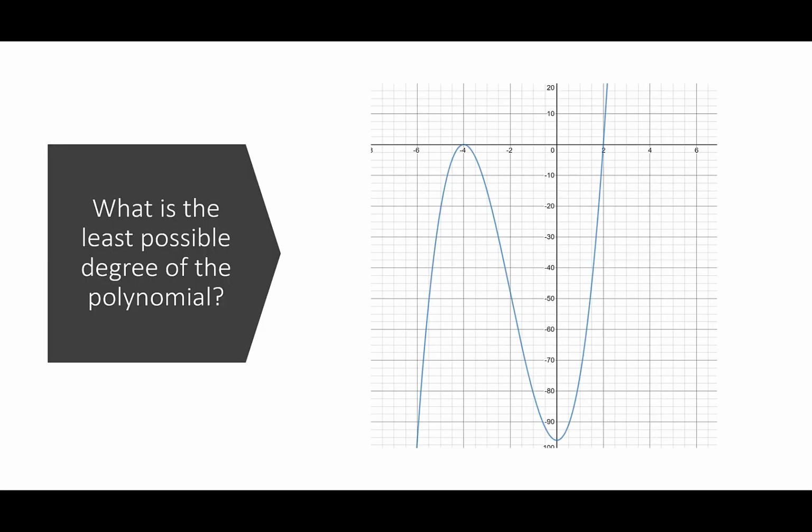So look at this graph. It goes up, it goes down, it goes up. So I have 2 turning points. That means that the degree of this polynomial is at least 3. So the smallest it could be is 3. So 2 plus 1 is 3 is the smallest it could be. So you're going to take the turning points if you're looking at a graph and just add 1 to it.